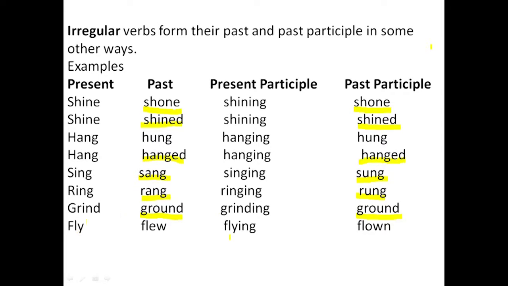So past tense, present tense, we have fly. Past tense, we have flew. And here we have flying. And here we have flown. You see, of course, flown and fly, not the same.